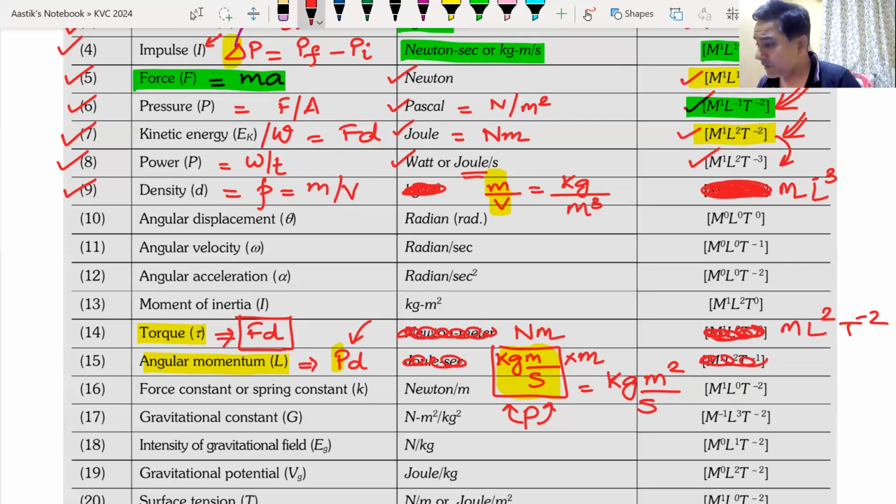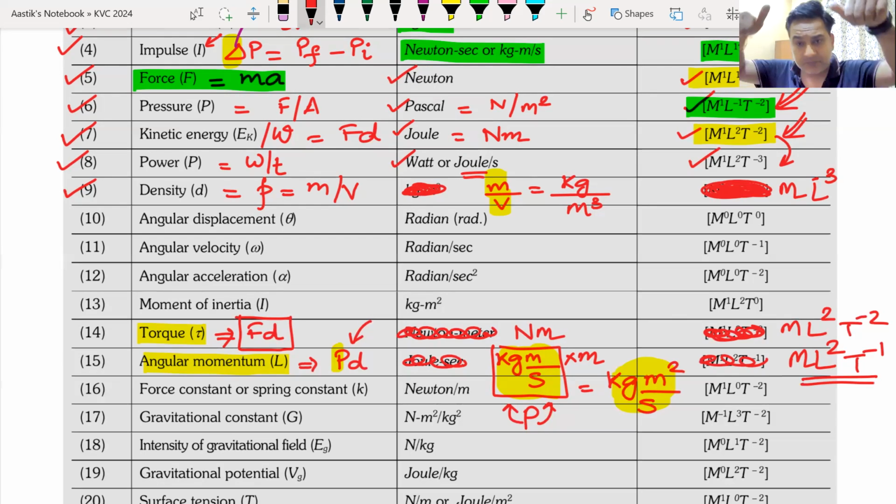Now, it's very simple to tell me what is the dimension. What is the dimension of this thing? The dimension of kg is mass, the dimension of meter is L, so ML square. The dimension of second is T. It is divided by T. I cannot write divided by T, so I will write it as T minus 1. So ML square T minus 1 becomes the dimension of angular momentum. Are we following this discussion? Yes or no?